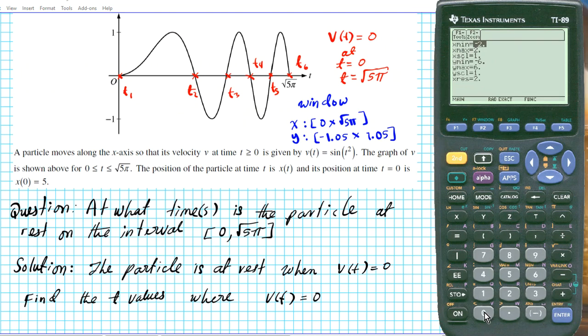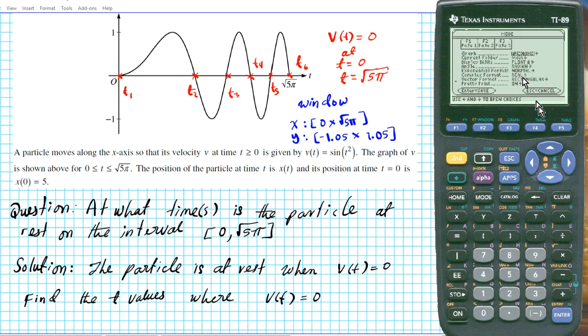X min, we're starting from 0. X maximum is root 5 pi. I want to make sure I capture the entire graph in the graphing window. Y min is negative 1.05. Y max is 1.05. Enter. And then press mode. Make sure your mode is in radian format. You notice that this is not in degrees, it's in terms of pi or radians. So we have that entered.